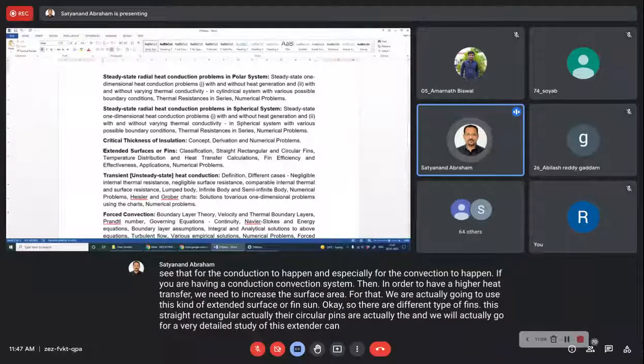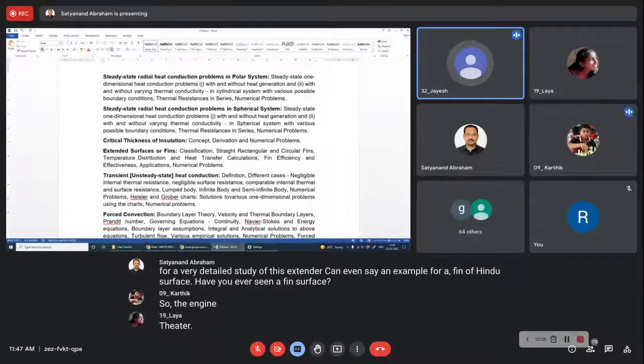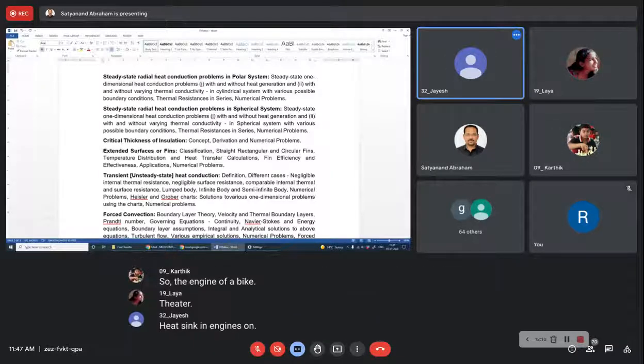Can anyone give an example of a finned surface? Have you ever seen a finned surface? Engine radiator, heat sink in bike engines and all. Radiator, heat sink.